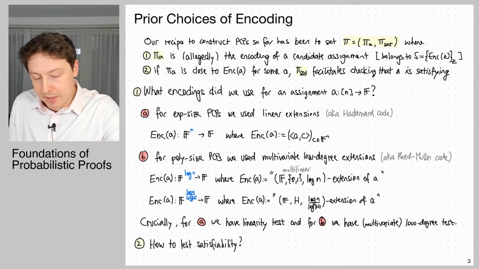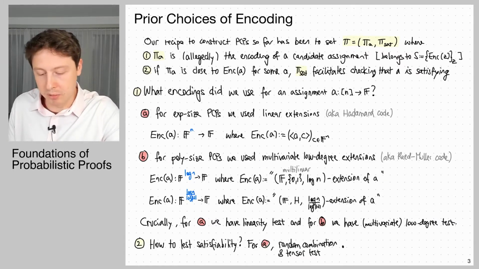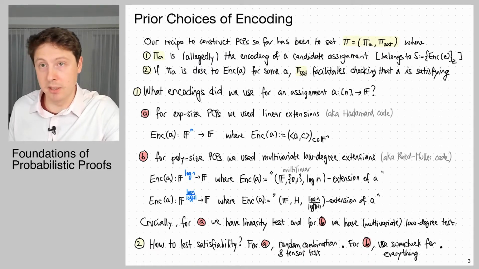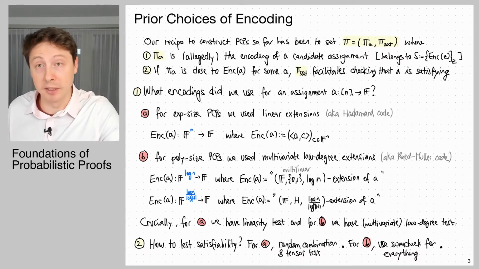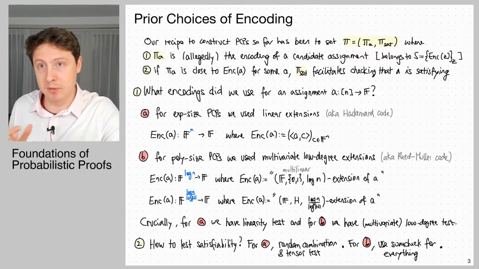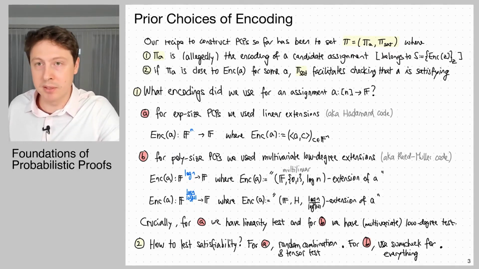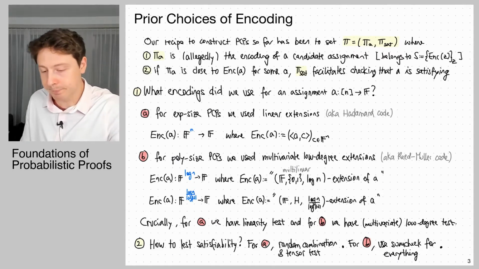And how did we test satisfiability? We used different tools depending on the case. In the case of exponential size PCPs, we used random combinations and tensor tests. And primarily for low-degree extensions, we used sumchecks for basically everything. Whatever problem showed up, we always reduced it back to sumcheck. It was either zero on a subcube or input consistency, and we always reduced them back to it.